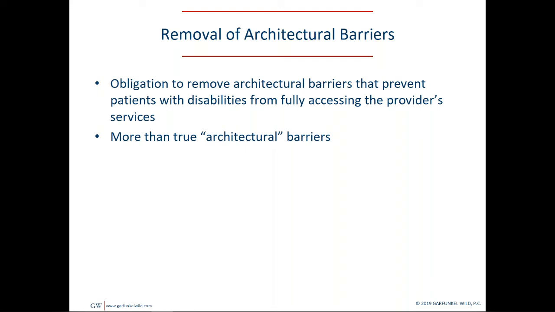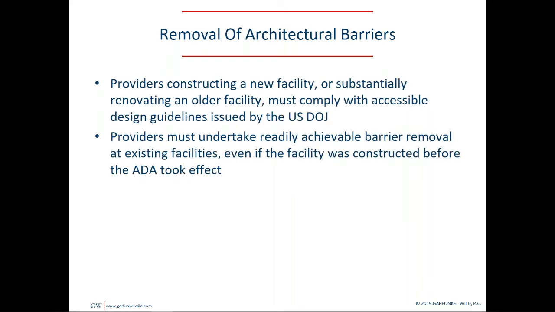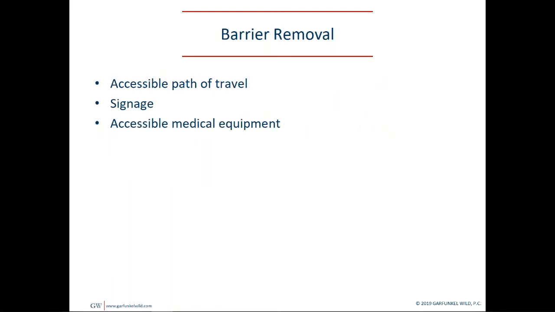And this, of course, is more than true architectural barriers. It could be accommodations like access to bathrooms, or counters being lowered so that a person in a wheelchair can see over the counter, things like that. What your obligation as a facility is with regard to barriers is dependent upon when the facility was constructed or substantially altered. There are different guidelines based upon the year it was constructed or last substantially altered. But regardless of that, you always have to undertake readily achievable barrier removal, even if the facility was constructed before 1990 when the ADA took effect.